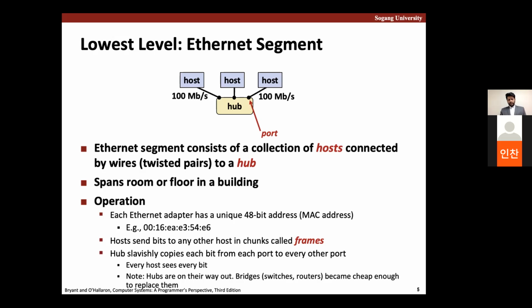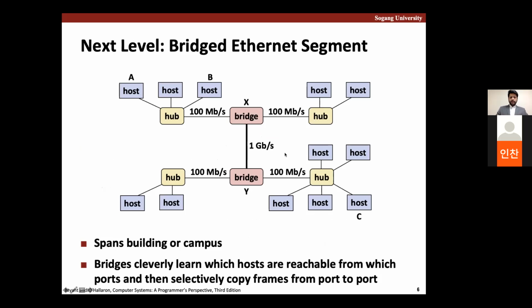So hubs are on their way out. Bridges, switches, and routers are becoming cheap enough to replace them. So we're going to see what a bridge is and what the role of these bridges is. This is the next level in the hierarchy: bridged Ethernet segments. When we have multiple Ethernet segments, they are connected into larger local area networks, LANs. They are often referred to as bridged Ethernet.